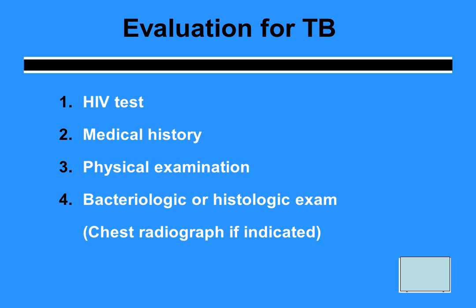When a patient presents with signs and symptoms of tuberculosis, along with demonstration of tuberculosis bacilli, we need to also look for HIV, because in HIV patients it is very common to get tuberculosis, as these patients have very low immunity and get very easily infected with tuberculosis. We also need to ask about the medical history. We need to do a physical examination, bacteriologic or histologic examination, and chest x-ray if indicated. If the patient has symptoms of pulmonary tuberculosis, the chest radiograph will show a cavitary lesion.